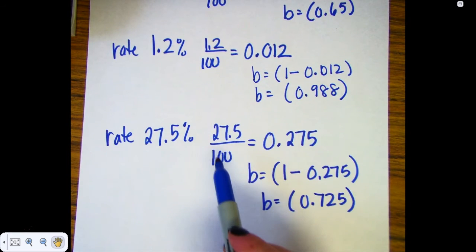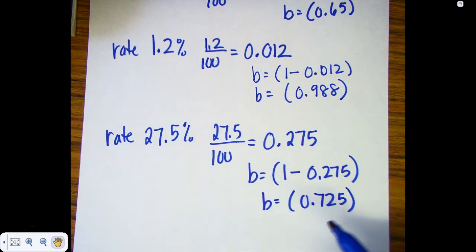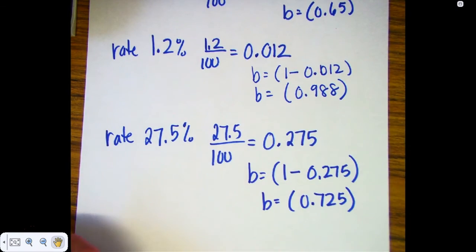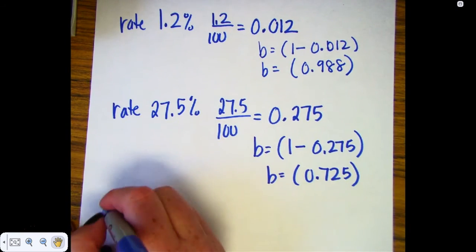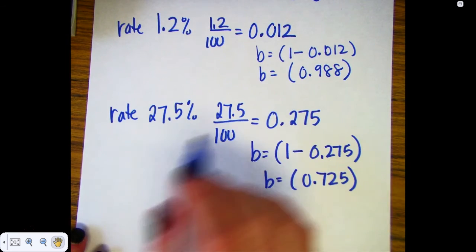I'm either adding it to 1 for growth or I'm subtracting it, but I'm always converting it to a decimal first. Any rates they give you, you have to convert to a decimal when you're using them. Okay?